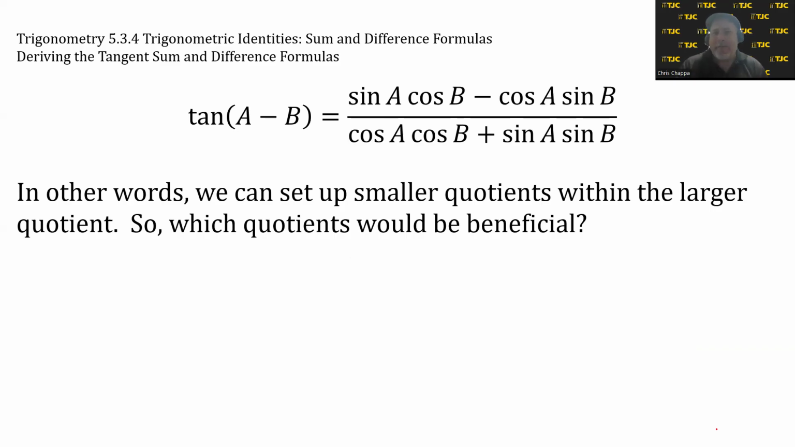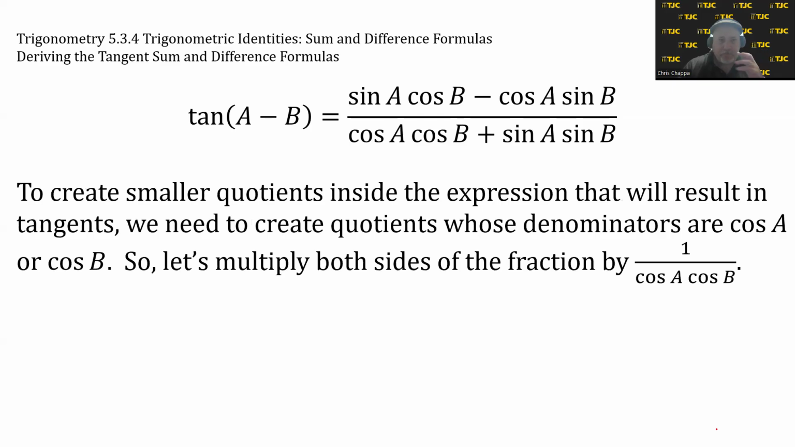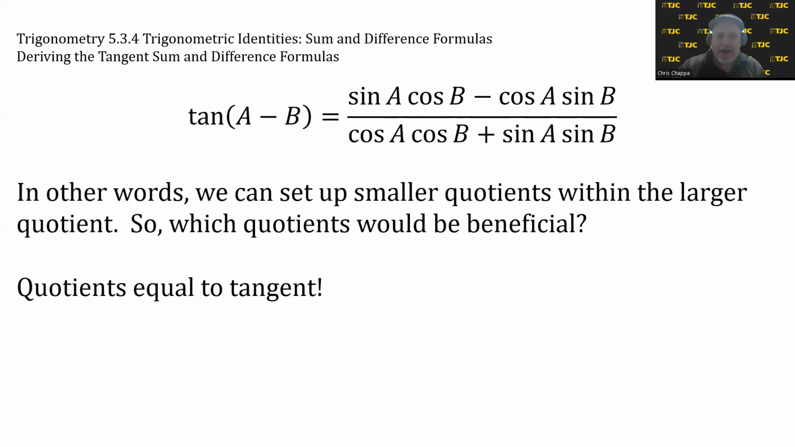Here's what I'm trying to get at. There are 8 trig functions inside of this fraction, and they're all sines and cosines, none of which are tangents. Could we possibly write this in terms of some tangents? That would make sense: tangent of A minus B equals something in terms of tangent of A and tangent of B. Now, tangent is sine over cosine, so we're going to create some quotients inside of here before I let that cat out of the bag.